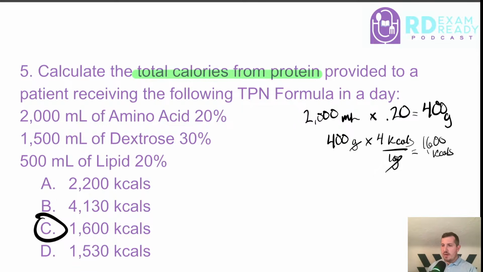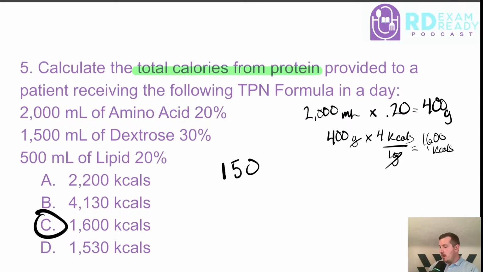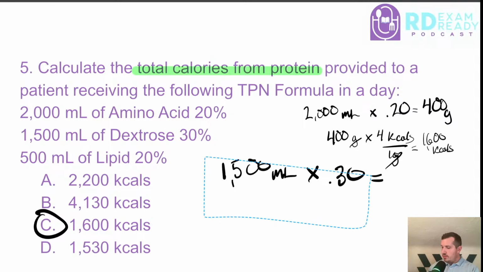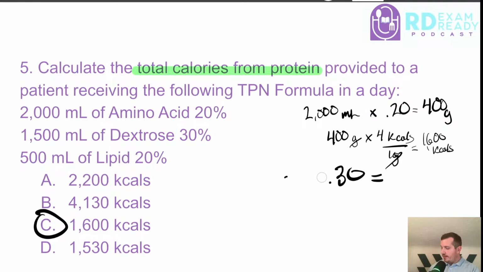Someone asked in the chat, can you calculate dextrose and lipid calories, please? I can, but I'm going to need a little assistance from all of you. Let's do that together. My dextrose, I'm going to set up the exact same way: 1,500 milliliters times 0.30. Do that in your calculator and tell me how many grams of dextrose I got when I did 1500 times 0.30.